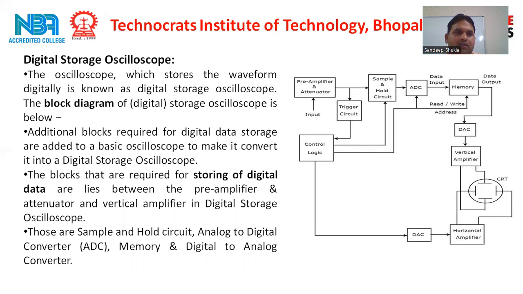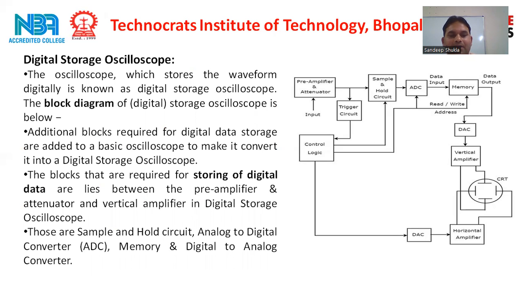So next part, special oscilloscope, that is the digital storage oscilloscope. You can see the figure of DSO. This oscilloscope which stores the waveform digitally is known as DSO, digital storage oscilloscope. Additional blocks required for the digital data storage are added to the basic oscilloscope to convert it into a digital storage oscilloscope. The blocks that are required for storing the digital data lie between the preamplifier and attenuator and the vertical amplifier in DSO.